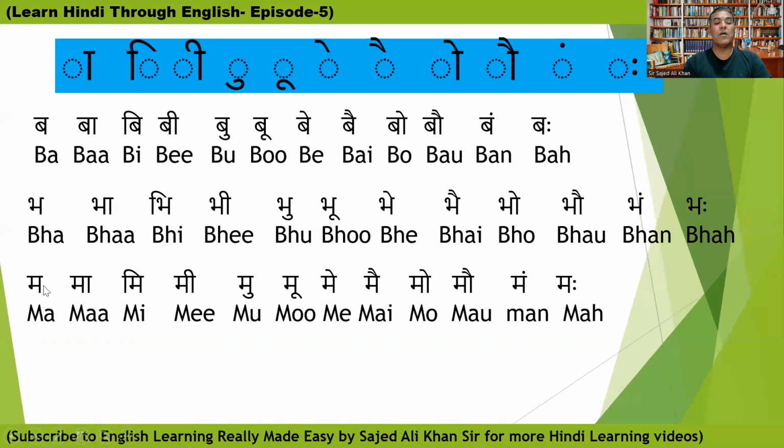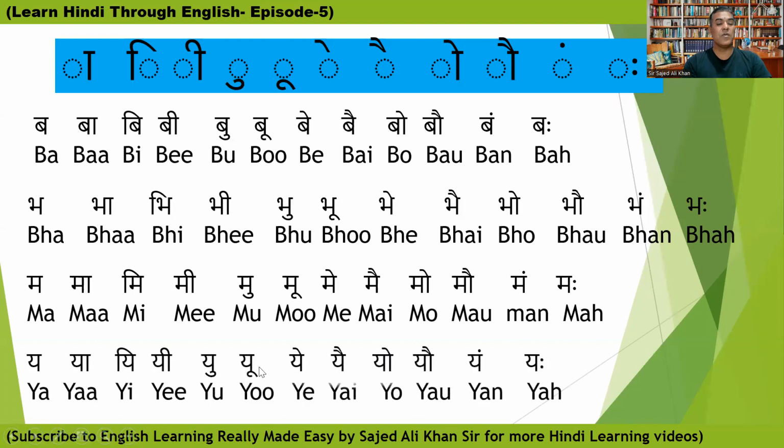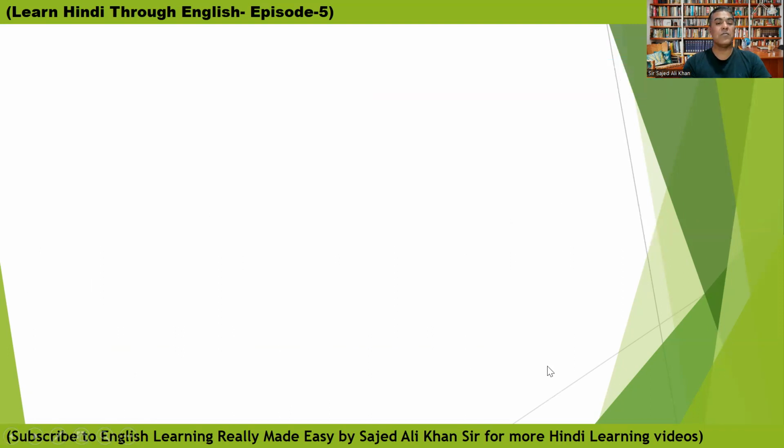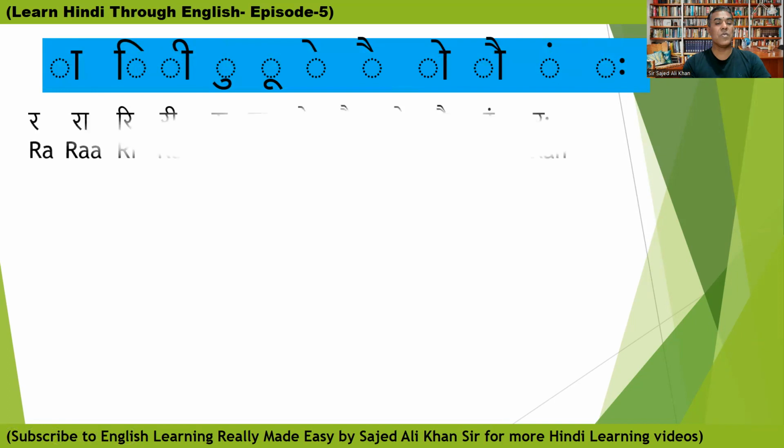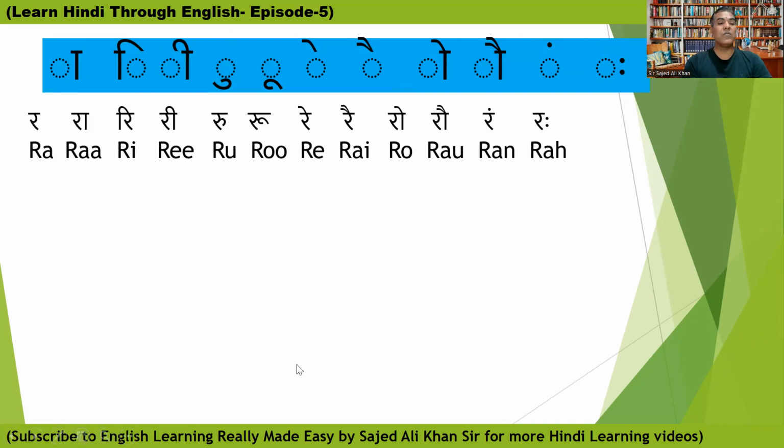Next is m: ma, mi, me, mu, mo, man, ma. Next one is y: ya, yi, you, ye, yo, yen, ya. This English written down, this pronunciation will help you a lot.